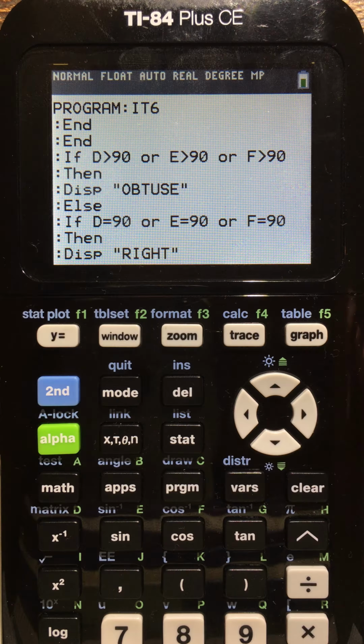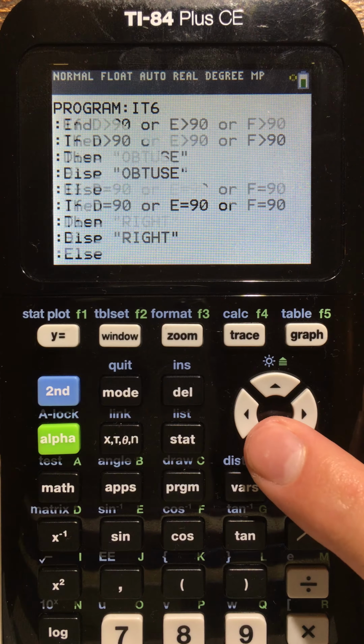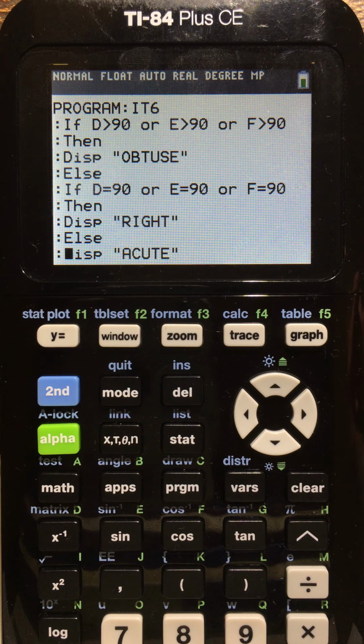Now we can determine the angle classification by first determining whether or not it's an obtuse triangle. So if any of the angles, D, E, or F, are greater than 90, then it would be an obtuse triangle by definition. Now, if none of the angles are greater than 90, then it will not be obtuse, and it could either be a right triangle or an acute triangle.